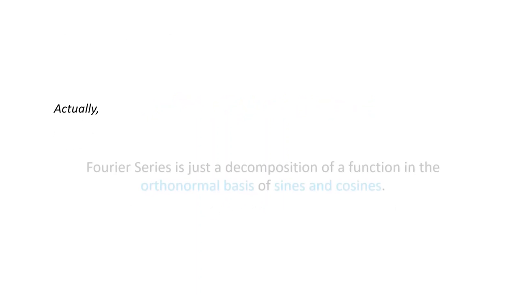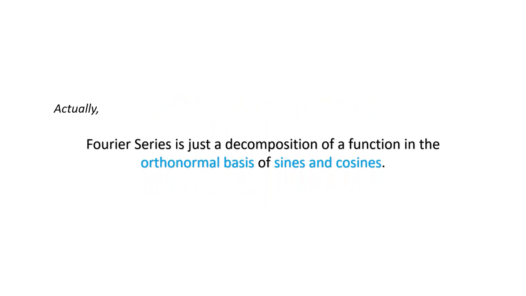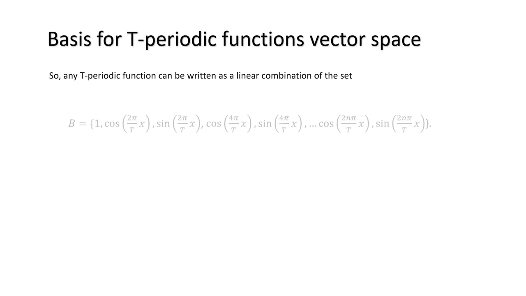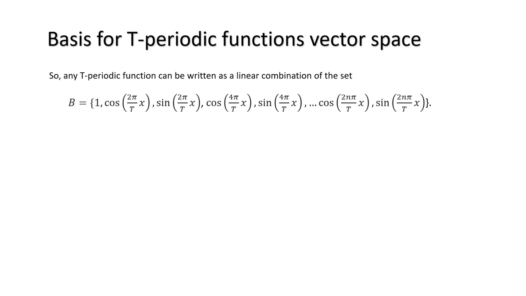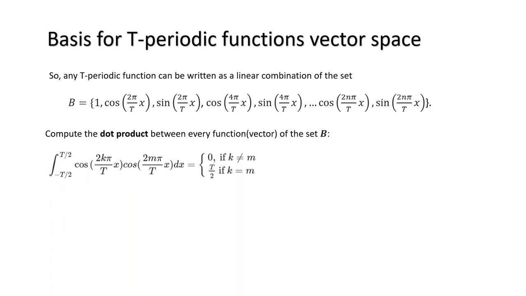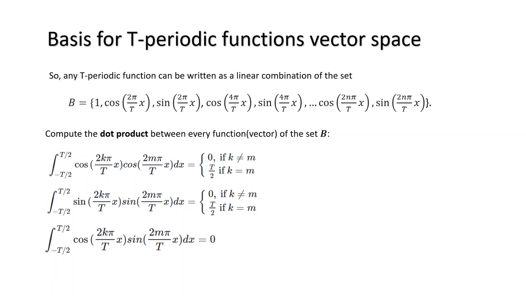Let's move on. Actually, Fourier series is just a decomposition of a function into the orthonormal basis of sines and cosines. At first, let's take a look at how it works. Any periodic function can be written as a linear combination of our set B, which is presented here. We compute the dot product between every function of the set B. At first we compute it between cosines, after that between sines, and after that between sines and cosines. By doing this, we completed the dot product between every vector in set B, and in every case we get zeros here.